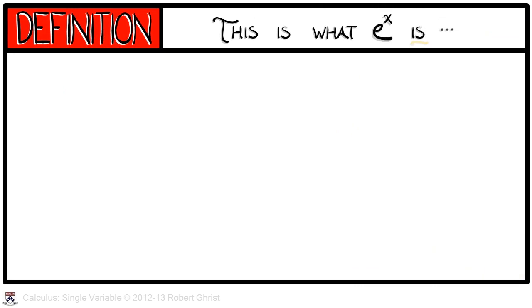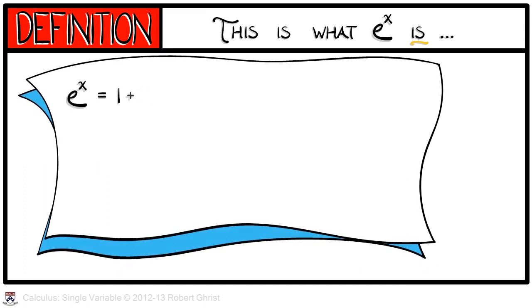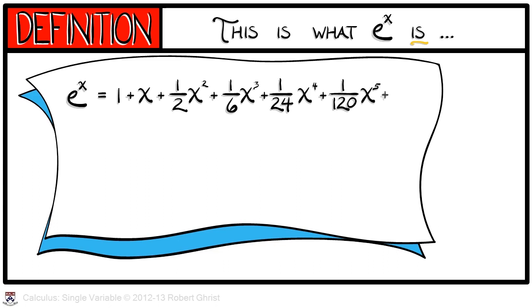We therefore move to the definition for the purposes of this course. This is what e to the x is and means. We define e to the x as 1 plus x plus 1/2 x squared plus 1/6 x cubed plus 1/24 x to the fourth plus 1 over 120 times x to the fifth, and this keeps on going and going. Where do these numbers come from?